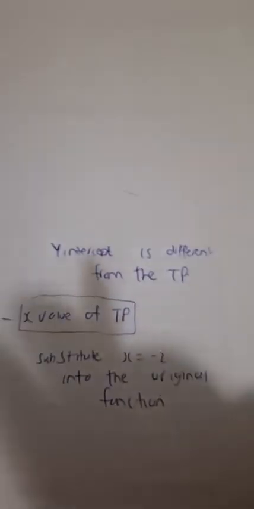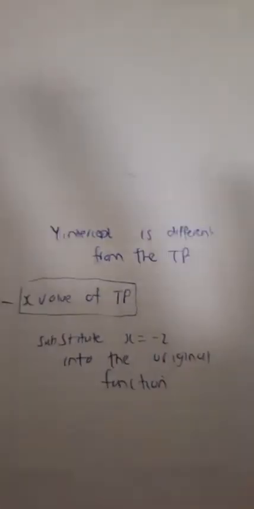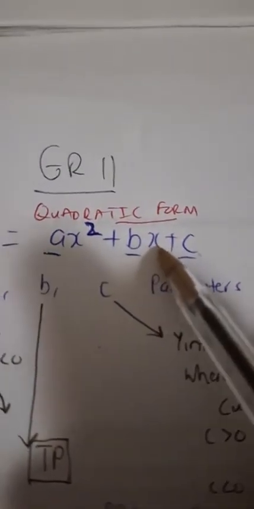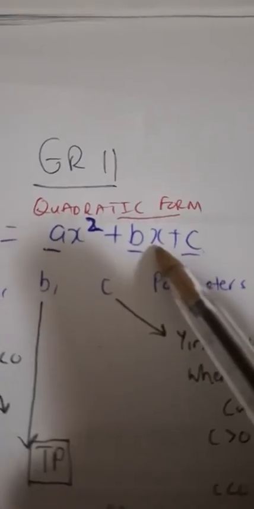Our y-intercept in grade 11, the function, is different from the turning point. And this is very key. They are no longer the same thing. In our grade 10 function, we spoke about the y-intercept and turning point interchangeably because our form spoke to the fact that there is no middle term with the x variable. There was no middle term with the x variable here.